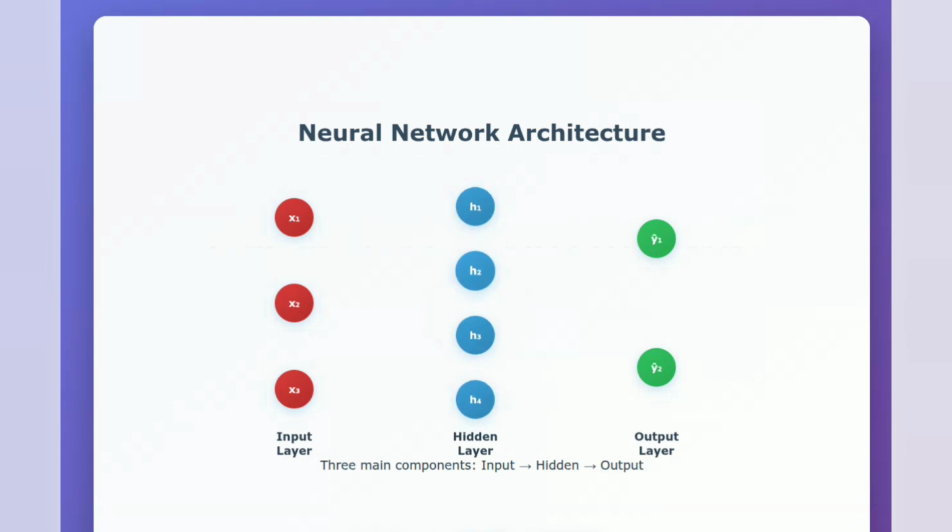Each neuron in a hidden layer receives input from the previous layer, performs a calculation, and then passes its output to the next layer. Finally, we have the output layer. This layer produces the network's prediction or classification. The number of neurons in the output layer depends on the problem. One for binary classification or regression, multiple for multi-class classification.